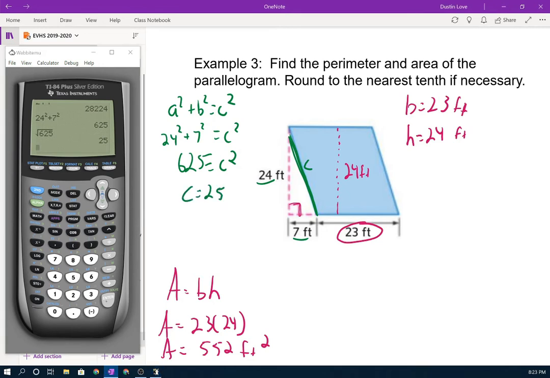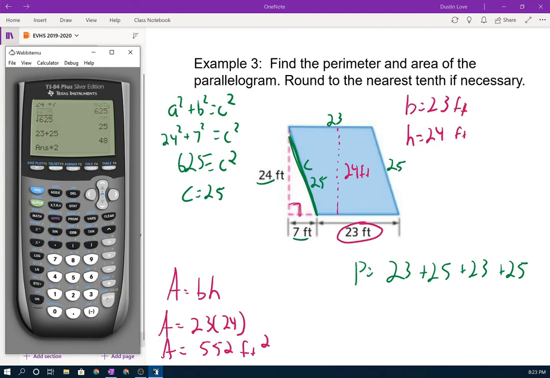25. So this side is 25, this side is 25, the top side is 23, so my perimeter is just 23 plus 25 plus 23 plus 25. So that's 23 plus 25 times 2. So perimeter is 96 feet.